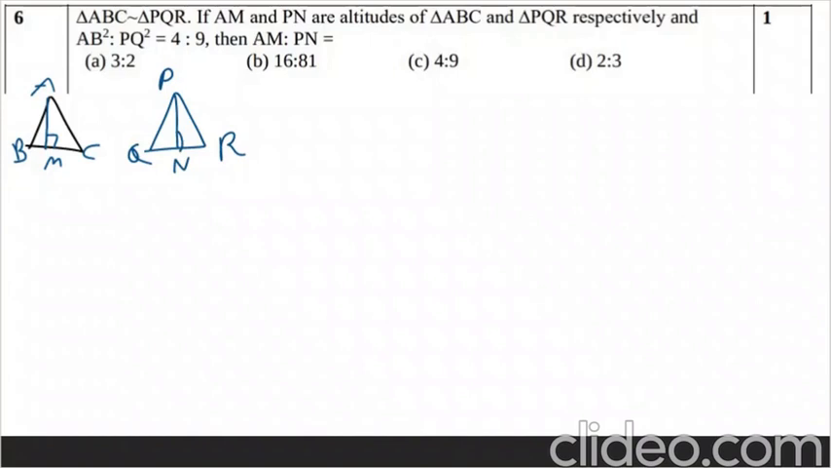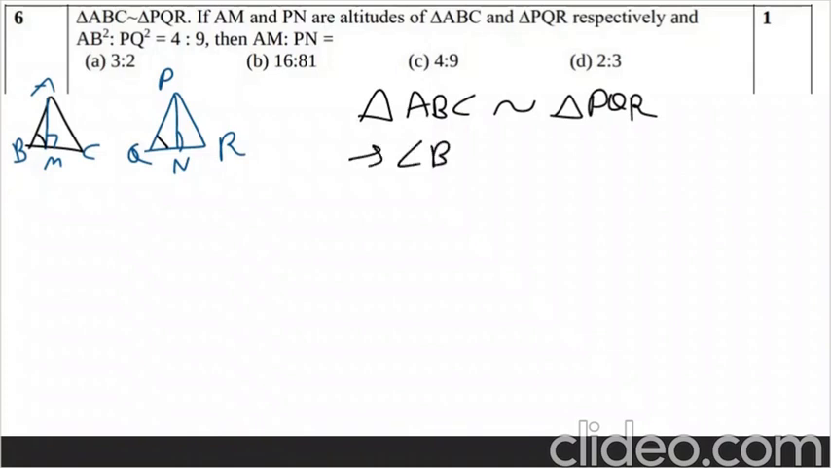Now, first of all, it is given that triangle ABC is similar to triangle PQR. Now, if I check, if they both are similar, angle B and angle Q should be equal, right?